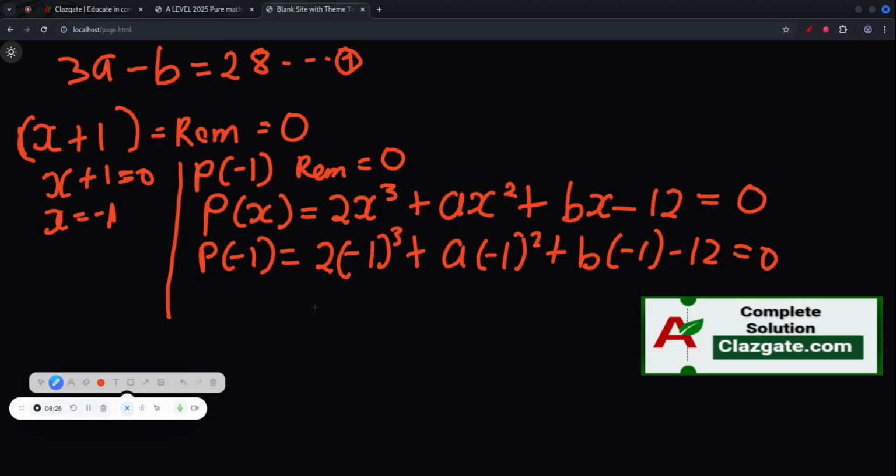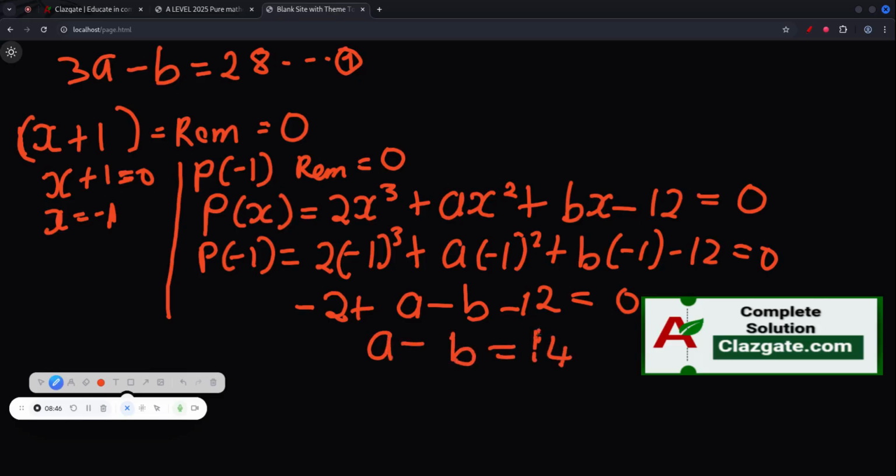And this will give us negative 1 cubed is negative 1, times 2 is negative 2, plus a minus b minus 12 is equal to 0. And this will give us a minus b equal to 14. So a minus b is equal to 14, and this is our equation 2.